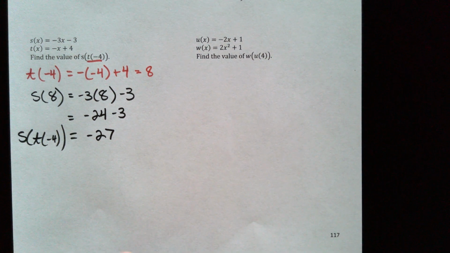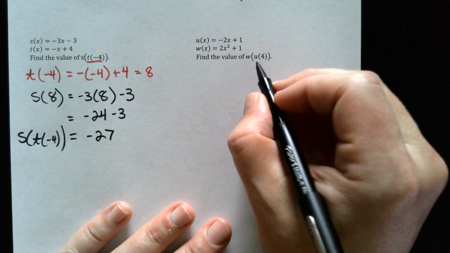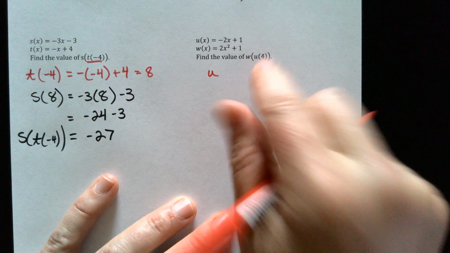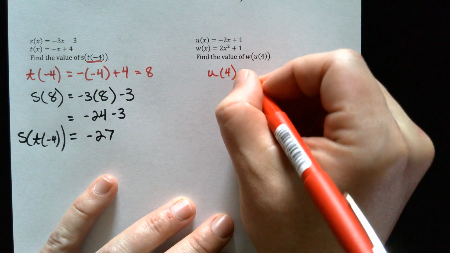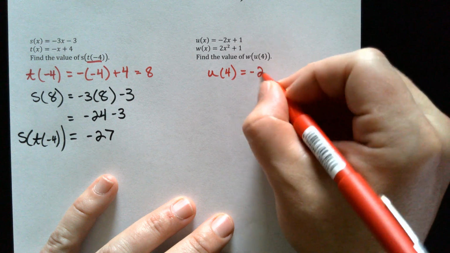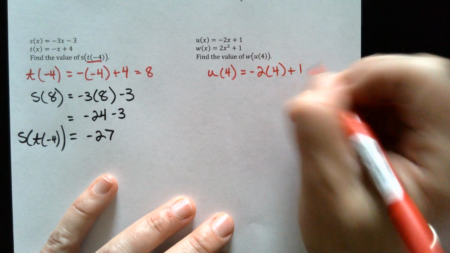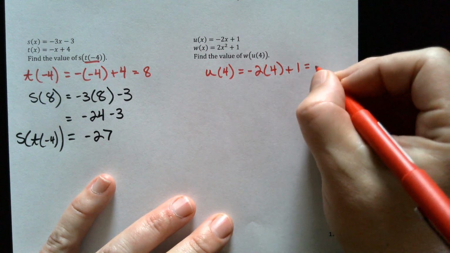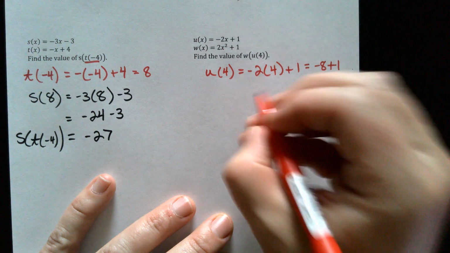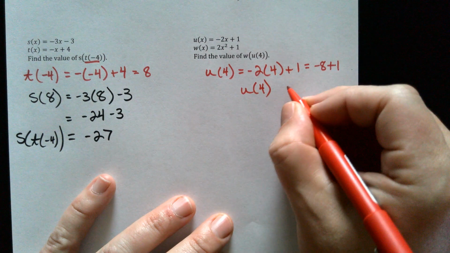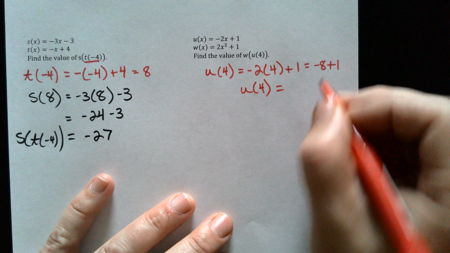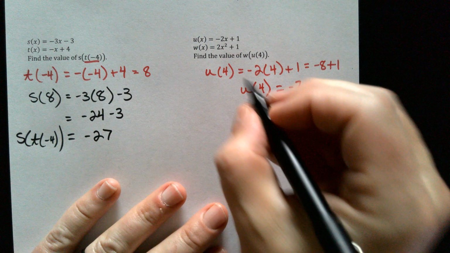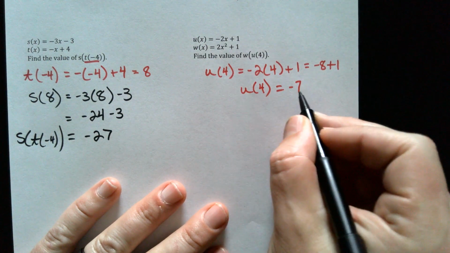Let's take a look at this last one here. This time we're asked to find w of u of negative 4. So I'm going to find u, or not negative 4, of positive 4. U of 4 equals negative 2 times 4 plus 1. I'll plug the 4 into the u function in place of x. That will give us negative 8 plus 1. So u of 4 is equal to negative 7. Now that we have u of 4, we can replace it in here with negative 7.